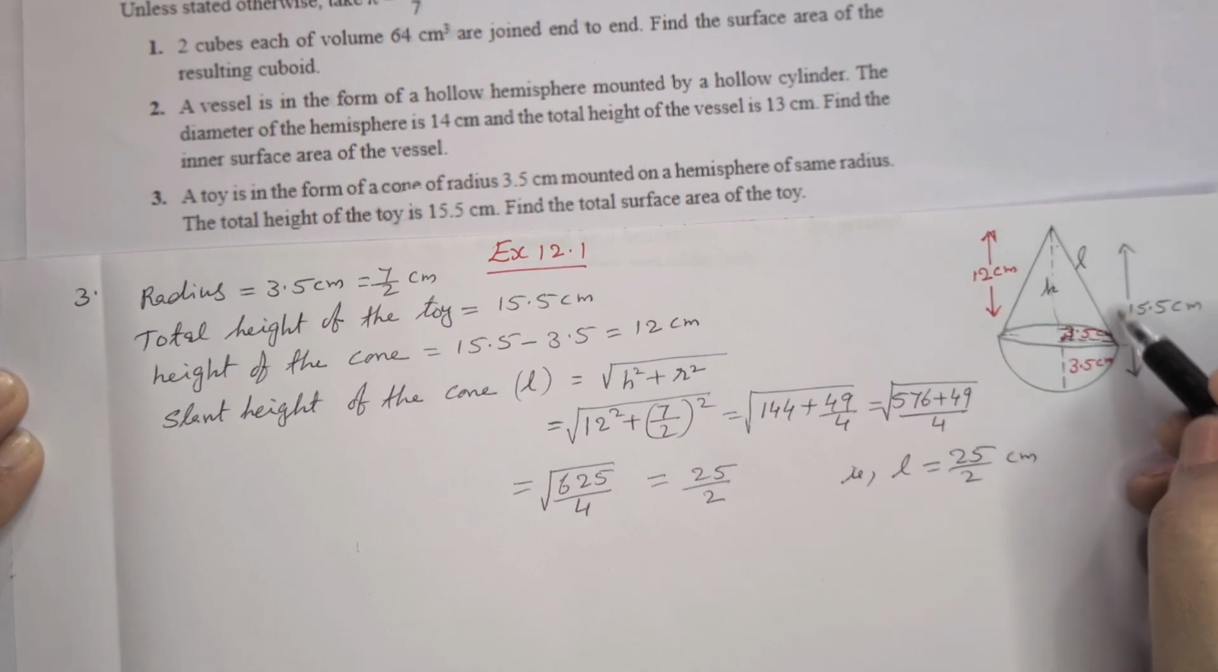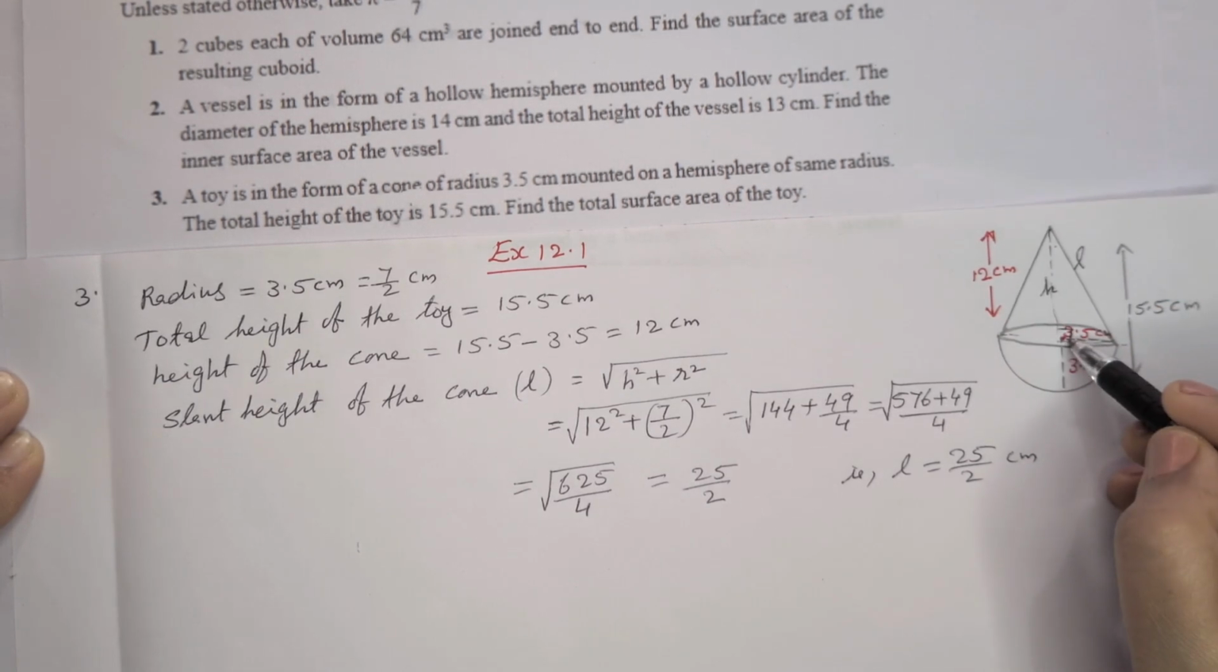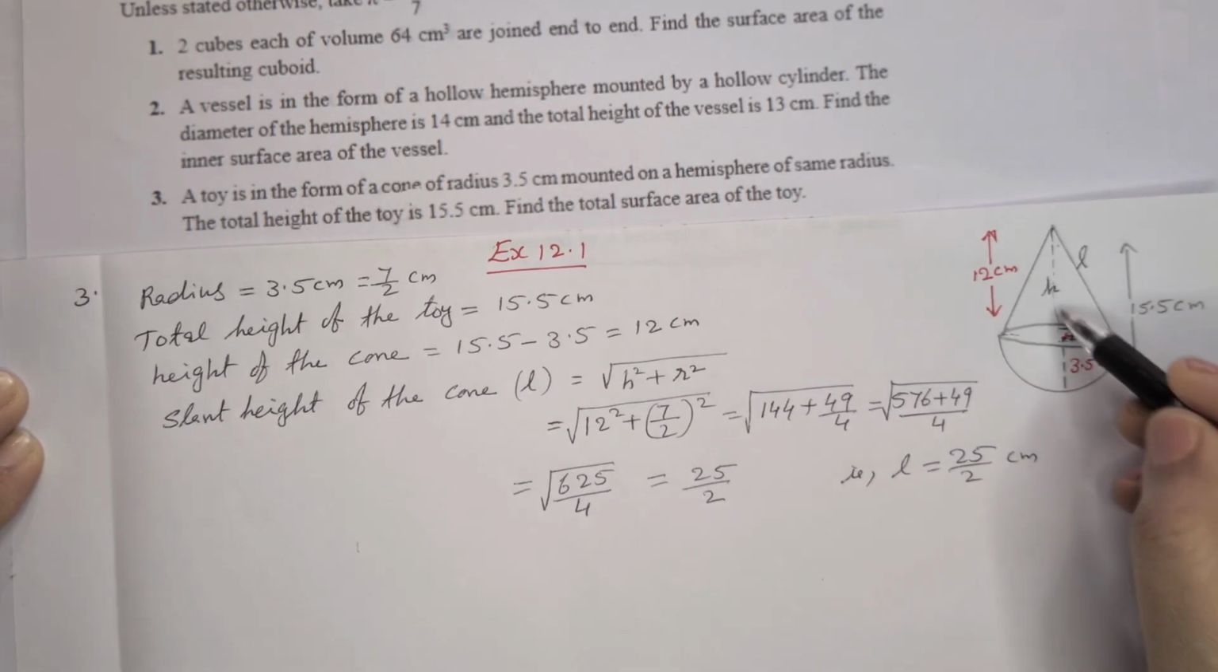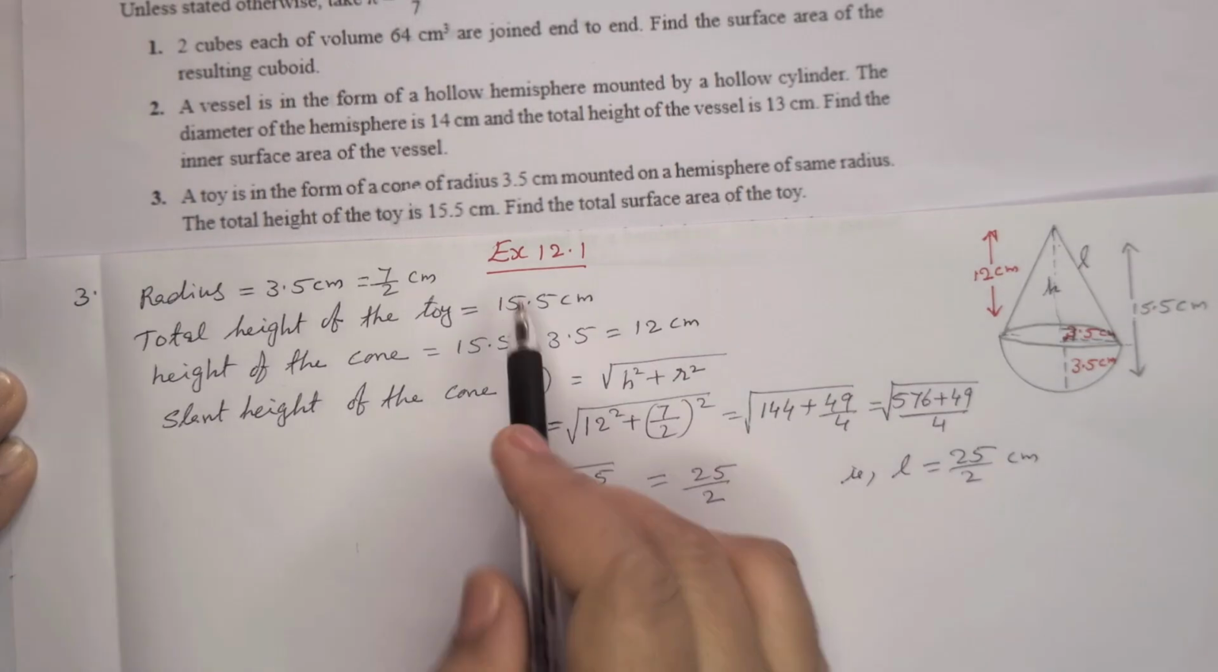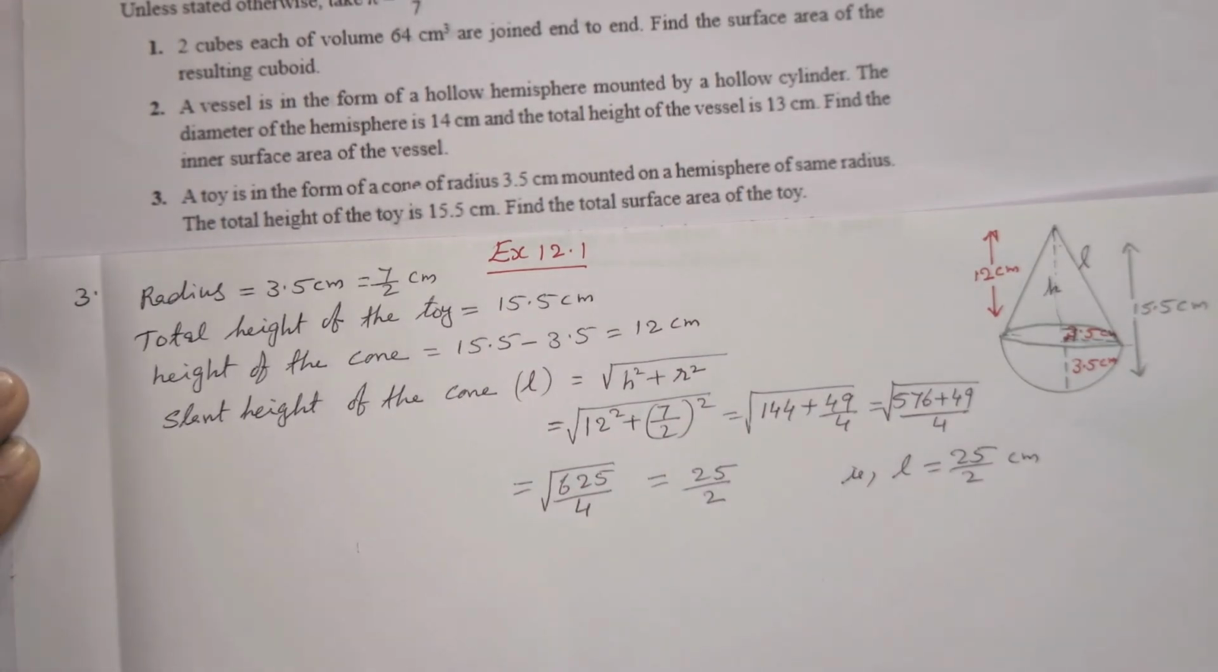Right angle triangle. So this is the hypotenuse for the 90 degree here. L square is equal to h square plus r square. Using that formula, we can find the slant height. Now we got the slant height as 25 by 2 centimeter. Here, find the total surface area of the toy.